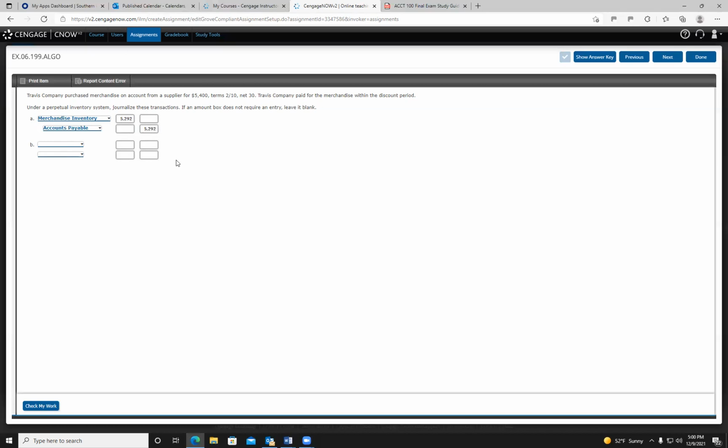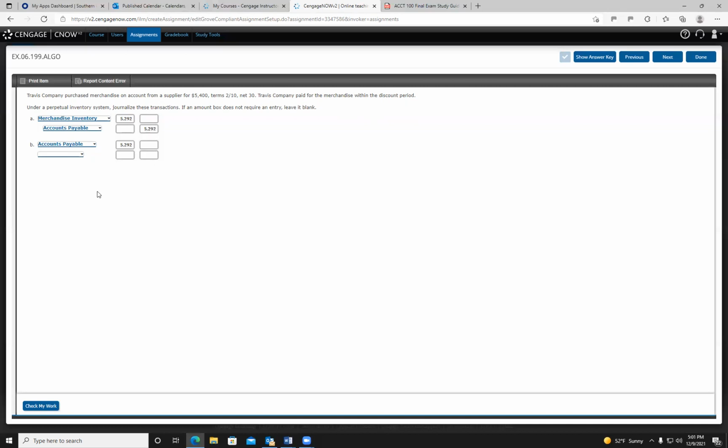Now for part B, we're to assume that we're paying the supplier. It says up here that Travis Company paid for the merchandise within the discount period. If we're paying it, the first thing we do is reverse out that payable because we no longer have a debt. So we're going to debit our accounts payable, the $5,292.